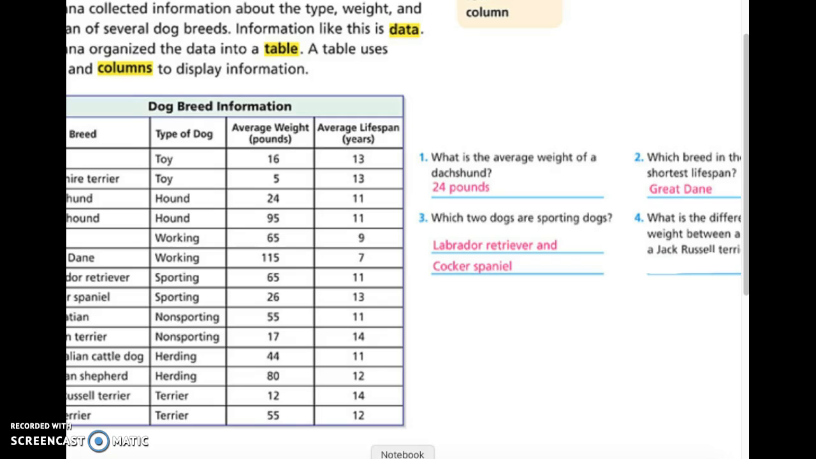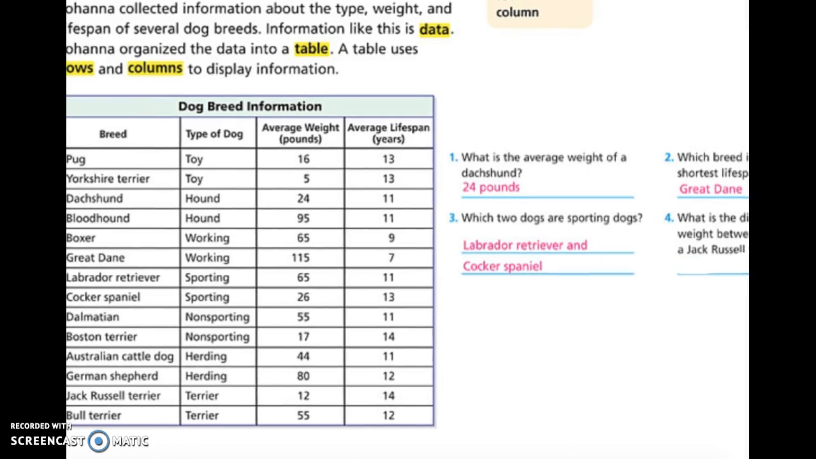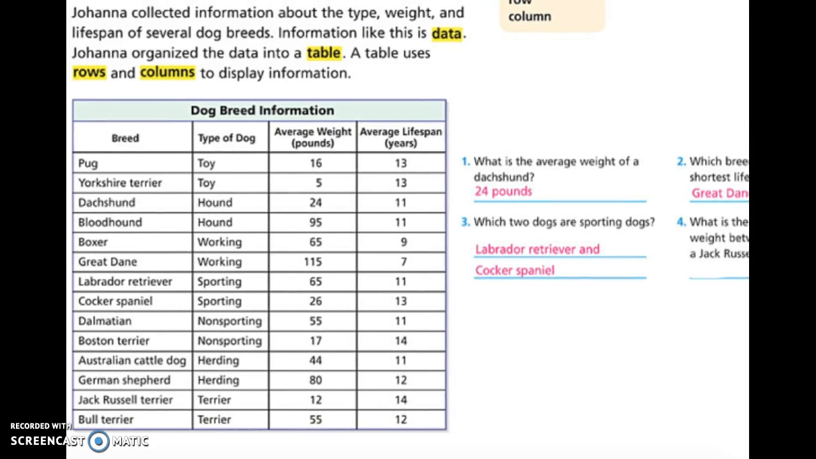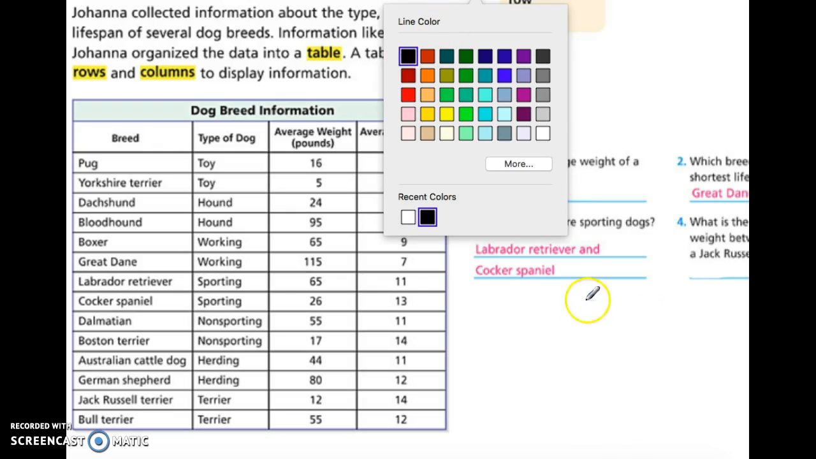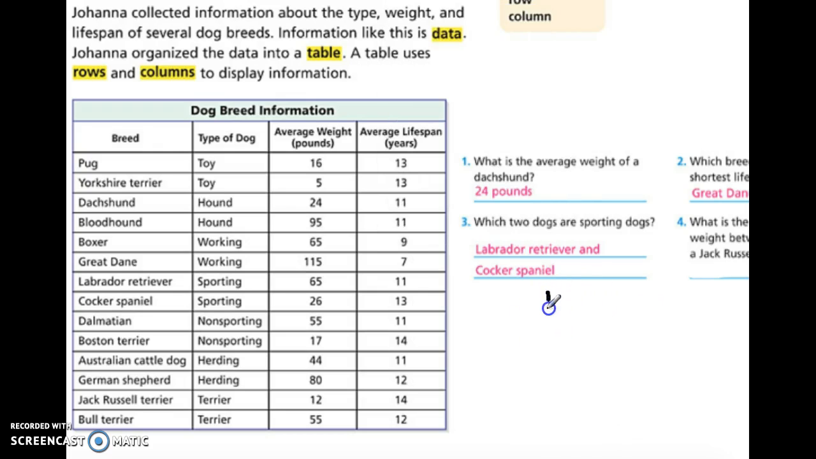So we'll bring this back over so you can see all the information again. A Great Dane and a Jack Russell Terrier. So let's go ahead and look. A Great Dane weighs 115 pounds. We'll write that down. 115 pounds. And there we go. The Jack Russell Terrier weighs 12 pounds. There's a big difference in weight in those 2 dogs.